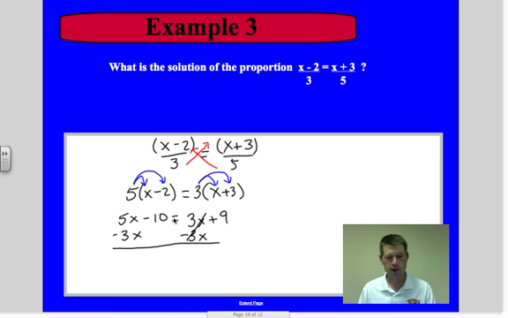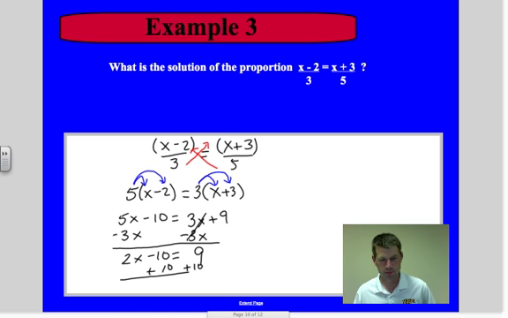3x minus 3x cancels, leaving me with 9. On this side, I have 5 x's. I take away 3, I'm left with 2 x's. And then I still have the minus 10. Well, I'm going to add 10 to both sides because I want to get the constants to one side. I get that to make 0, leaving me with 2x equals 19.